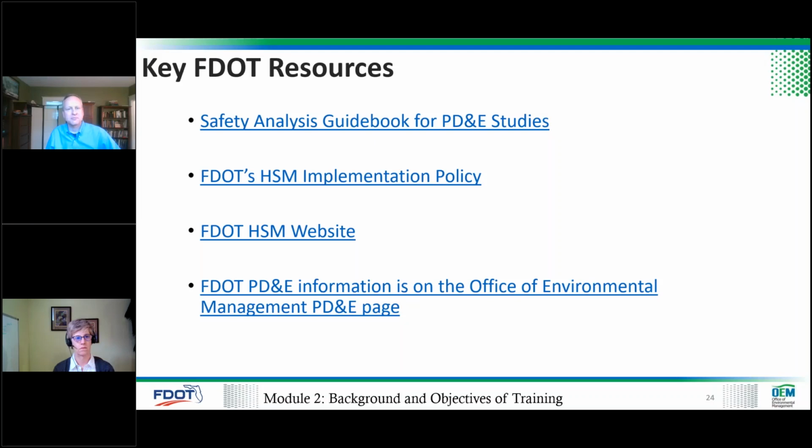And this slide shows the key resource practitioners should be aware of to help implement the guidebook. One of the great resources for just general is the last one there. It's the Office of Environmental Management website. And it has a wealth of publications about NEPA and PD&E technical issues, not just this guidebook, but the safety analysis guidebook will be found here as well. And with that, I'll give it back to Beth and we'll all learn about safety and PD&E.